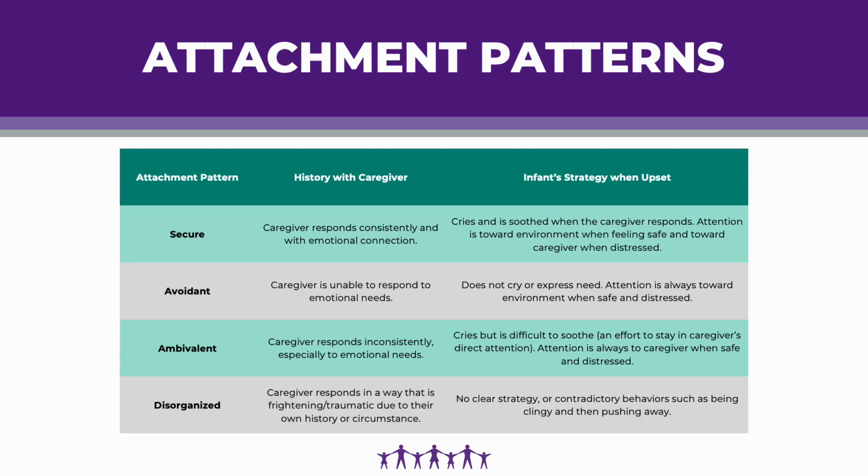Ambivalent. The caregiver responds inconsistently, especially to emotional needs. The infant's strategy when upset: it cries, but is difficult to soothe, in an effort to stay in the caregiver's direct attention. Attention is often to the caregiver both when safe and distressed.